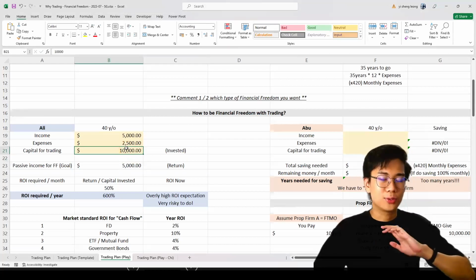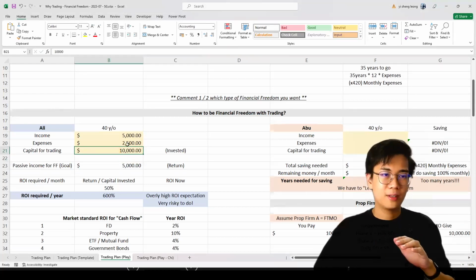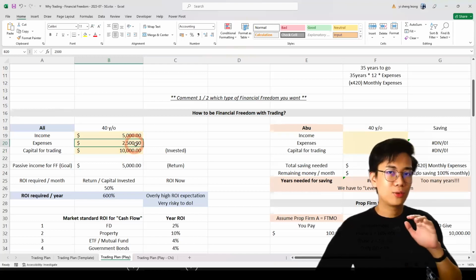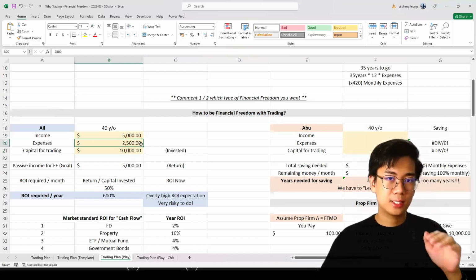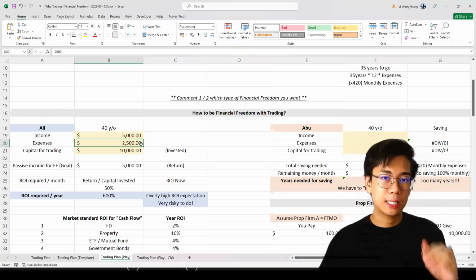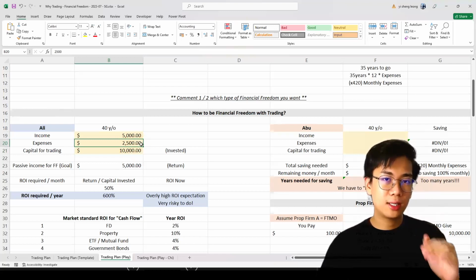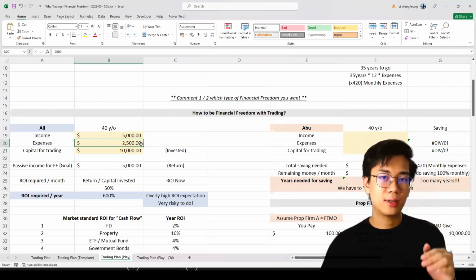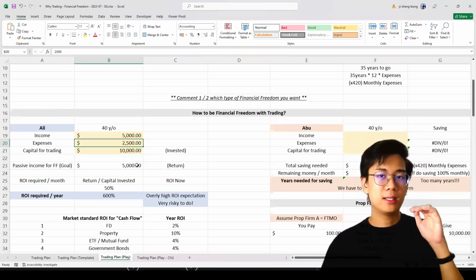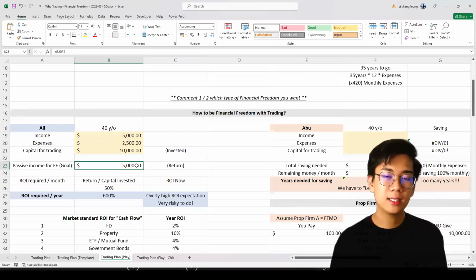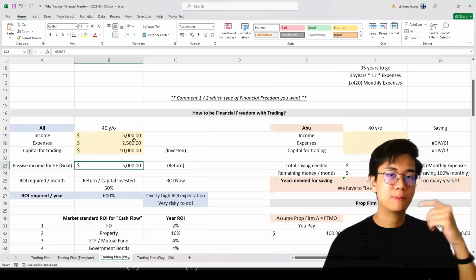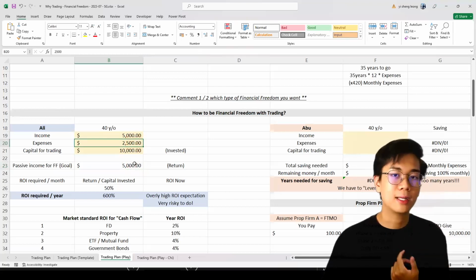So in order for you to trade to survive, 25,000 Sing dollar is your expenses in Singapore. And your passive income that's needed is 5,000 Sing dollar, so that you can survive. So 5,000 you earn, you can spend on it, then the rest you can save.